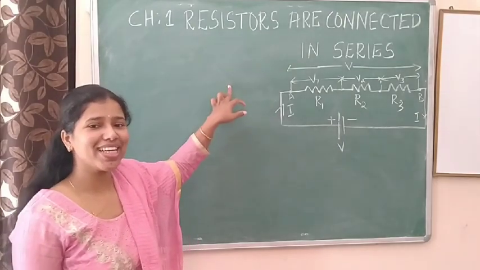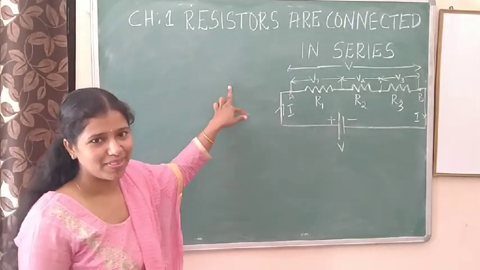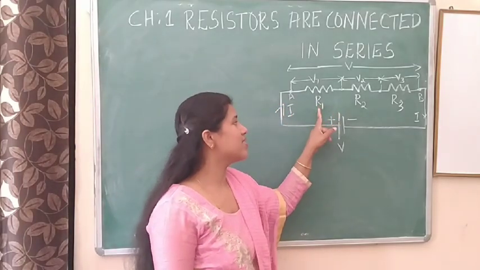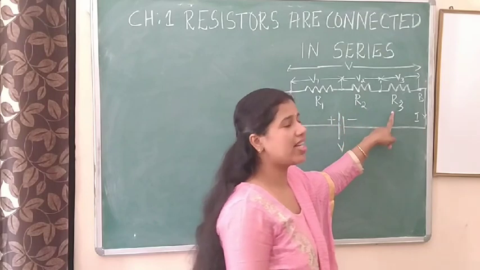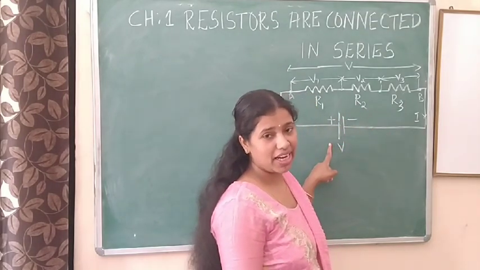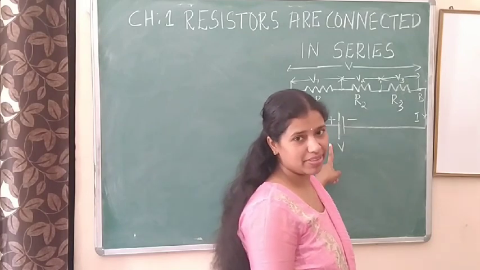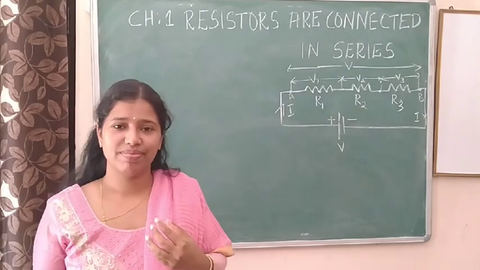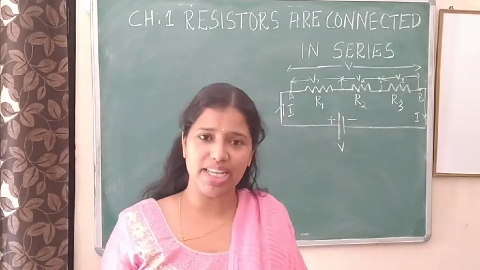Three resistors are connected in series. Consider three resistors R1, R2, R3 connected across a cell or a battery. What is resistance? What do you mean by resistance?